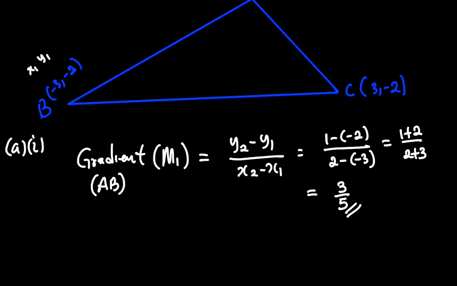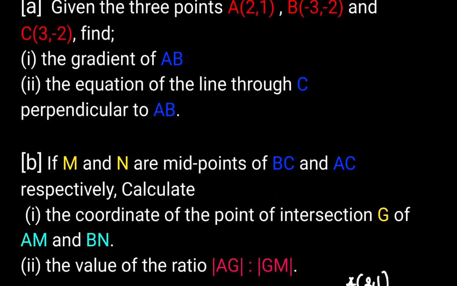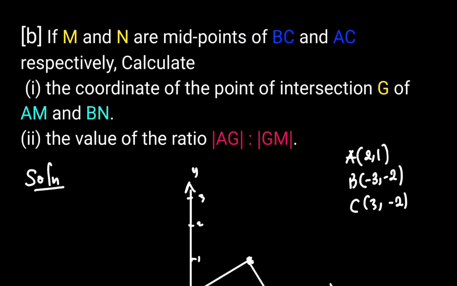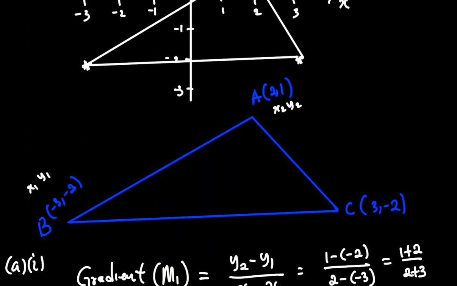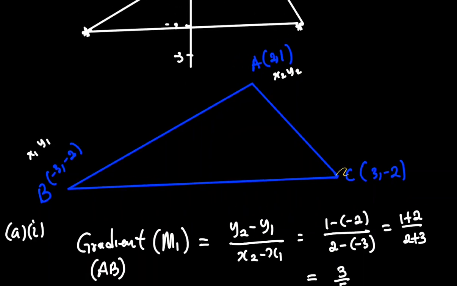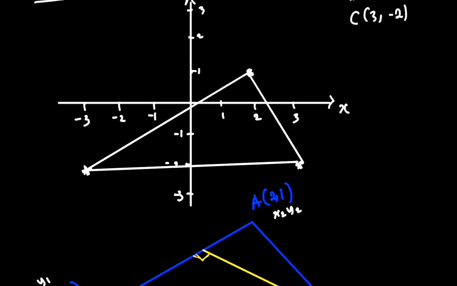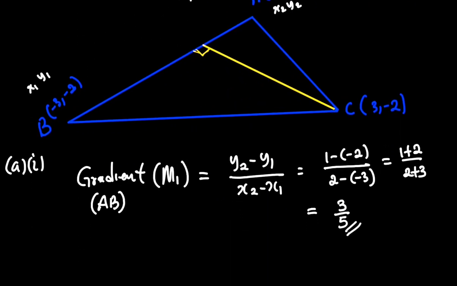Now let's move on. What is the next question? The next question asks for the equation of the line through C perpendicular to AB. This is how you know the line passes through C. This line is perpendicular to AB, so it's at 90 degrees to AB. We should find the equation of a line passing through C perpendicular to AB.